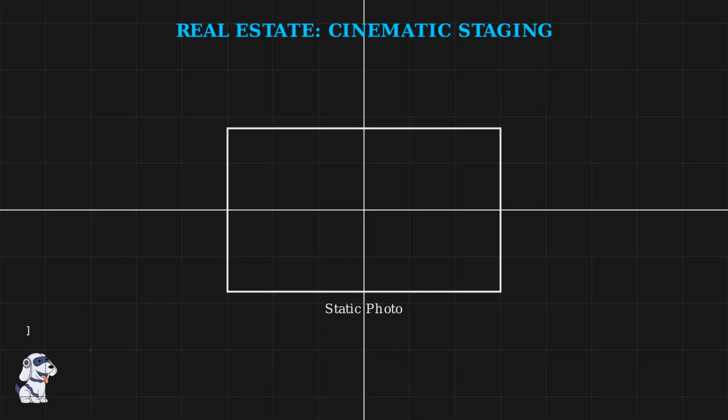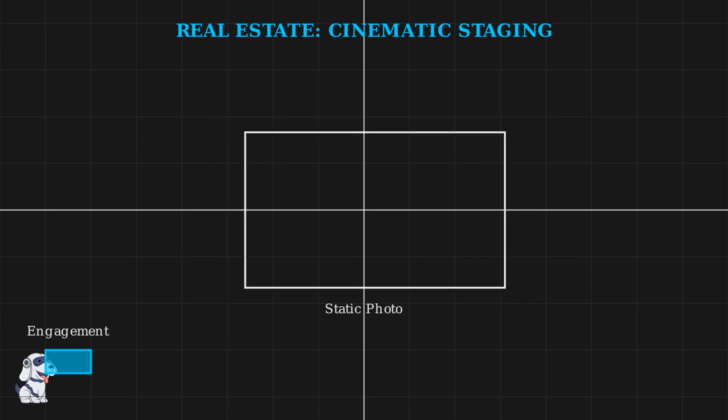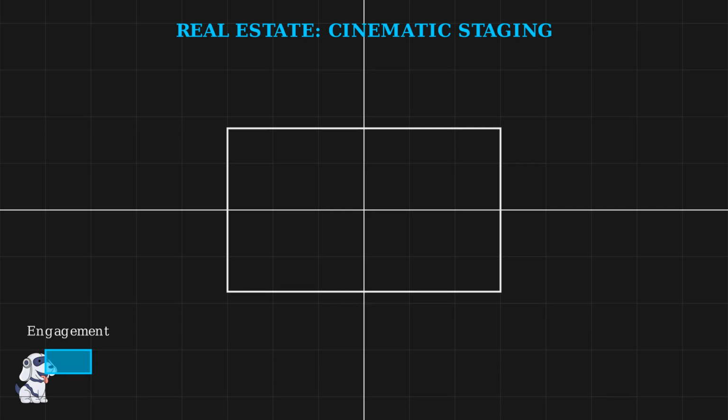In real estate, property agents are replacing flat, static interior photos with cinematic staging. This transforms a single image into a sweeping, immersive walkthrough. By using cinematic photo animation, agents create a smooth, cinematic hover effect that mimics a high-end camera lens moving through a room. Market data shows this technique yields a 3 times increase in audience engagement compared to standard static image sliders.